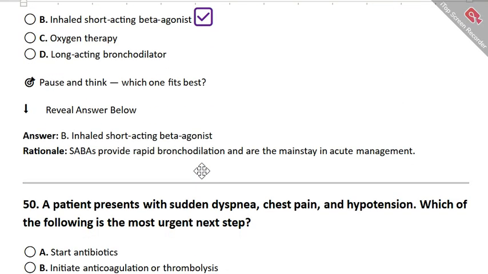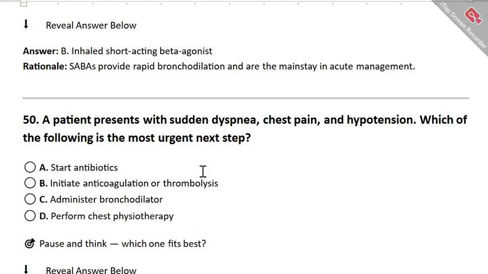Let's move to the last and final question of this vlog. A patient presents with sudden dyspnea, chest pain, and hypotension. Which of the following is the most urgent next step? Read the four options, select your best option, and then compare it to the answer which I am going to give you. In this scenario, the correct option is option B, initiate anticoagulation or thrombolysis.